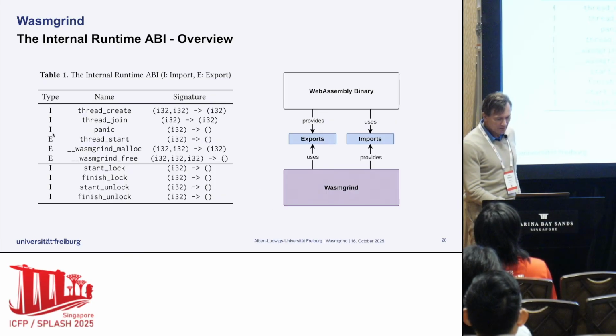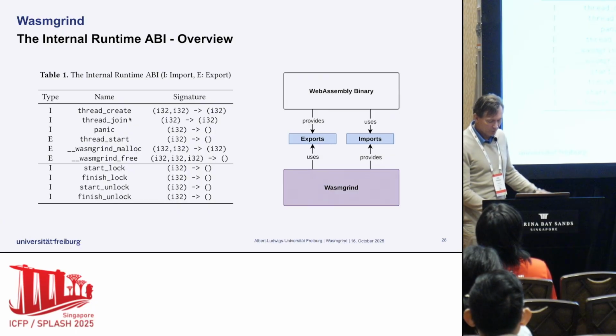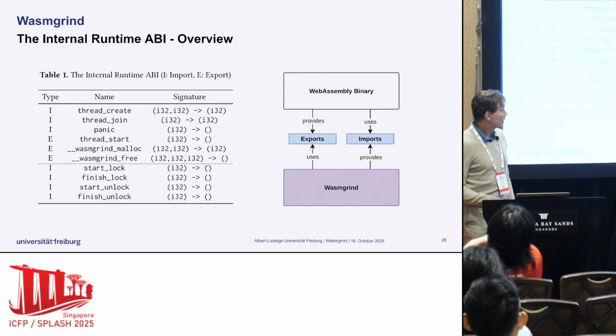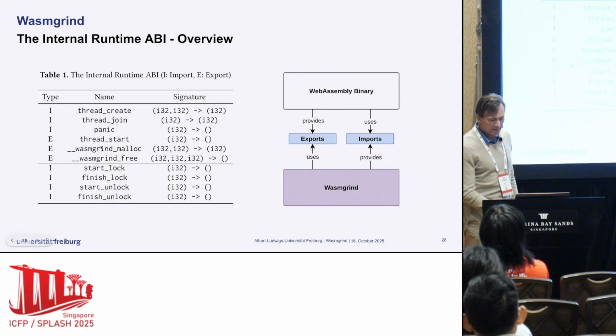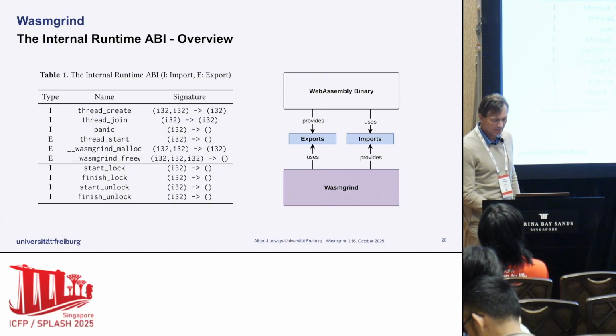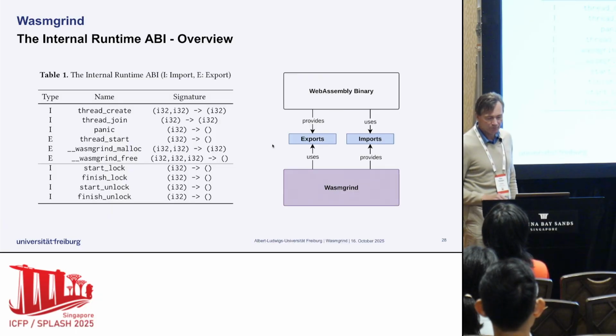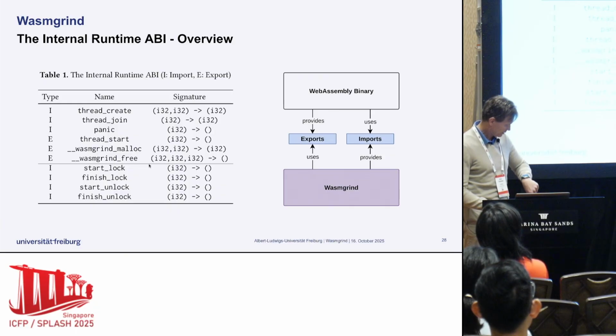It essentially consists of some imports and exports. The imports are kind of what the module you want to run needs: the threading primitives that it can use, and then the other ones, where you have to notify our framework about thread starting and obtaining and freeing memory. So that's what this ABI roughly looks like. When it comes to tracing, we actually need some more, but we'll come to that in a few minutes.